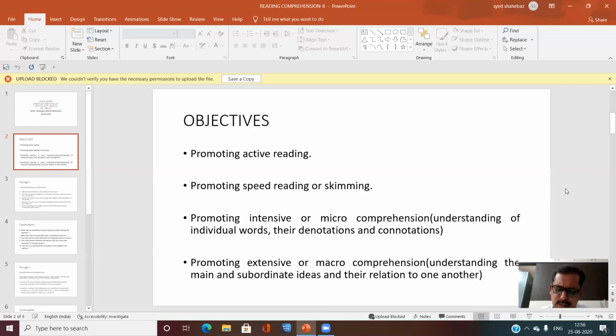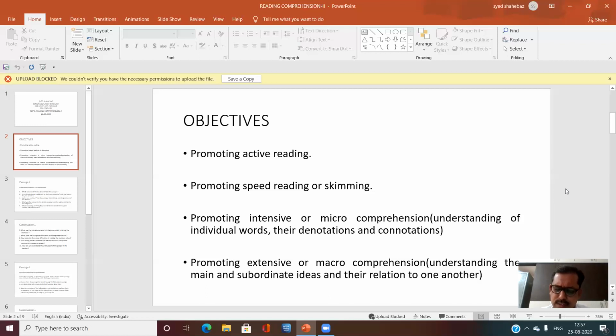So comprehension is the very purpose of all reading. Understanding is the very purpose of all reading. Even when you read for pleasure, there can be no pleasure without understanding what is read. Why are you reading? What is the purpose of reading?